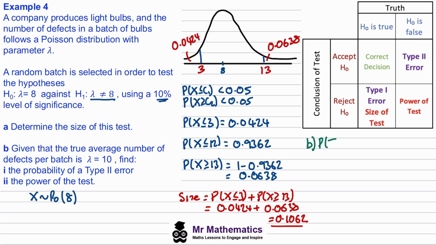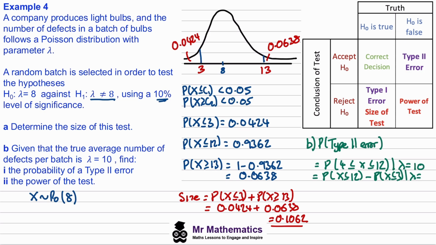Okay? And then for part B, the probability of a type 2 error, this is when we accept H0, given that H0 is false, and for us to accept H0, we must be outside of the critical regions. So we want the probability of x being less than or equal to 12, but greater than or equal to 4, given that lambda is actually 10. Well, we can work this out as x being less than or equal to 12 minus x being less than or equal to 3. Again, given that lambda equals 10.